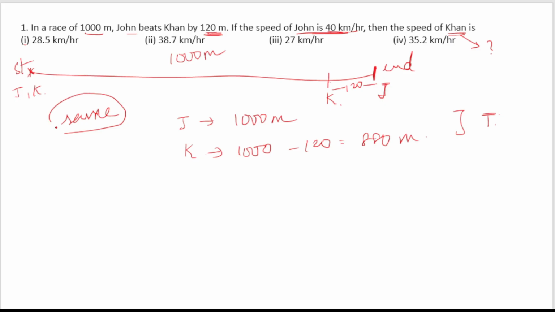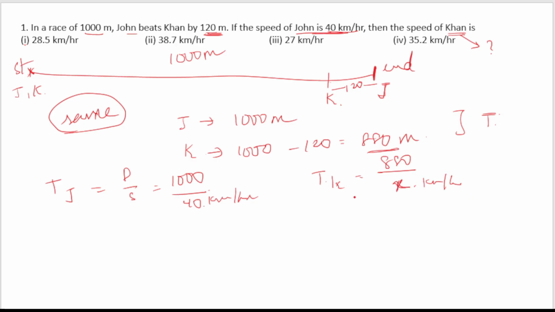See, the time is the same, so we will find out the time taken by John. Time taken will be what? Distance divided by speed. Distance is 1000, divided by the speed of John, 40 kilometers per hour. And the time taken by Khan is what? It is distance traveled divided by speed. Khan traveled 880 meters divided by x. We don't know the speed of Khan, so we will take it as x kilometers per hour. So we will equate the time here. It is 1000 divided by 40 is equal to 880 divided by x.